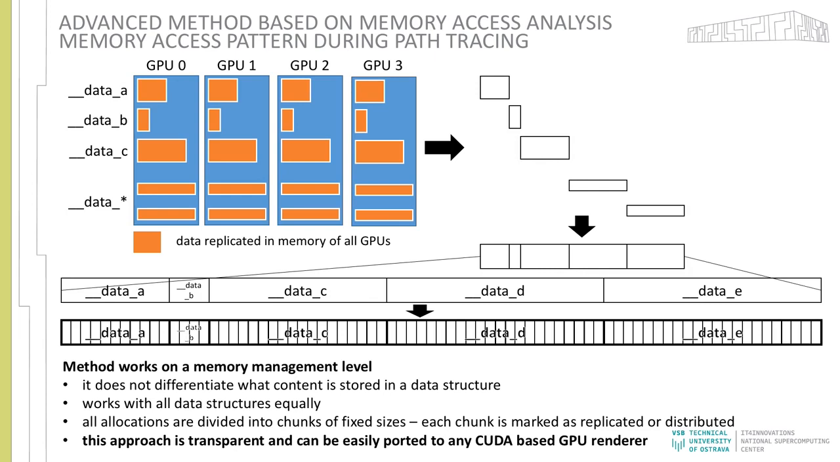Before I introduce the method itself, I would like to highlight one key feature. This method works on a memory management level, which means that it doesn't matter what the content of the data structure is. It simply takes a GPU memory allocation, breaks it into chunks of predefined size, and for each chunk defines whether it is replicated or distributed and in which GPU memory it is stored. This makes our approach applicable to any CUDA-based path tracer without any modification of the path tracing kernels. The only changes in the code must be done during the allocation of the device data structures.